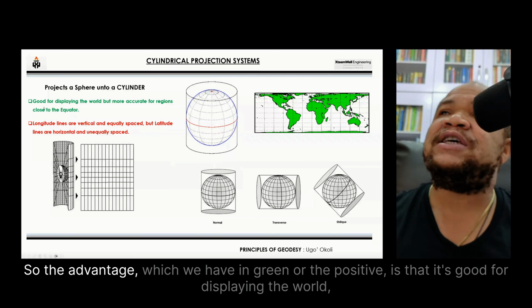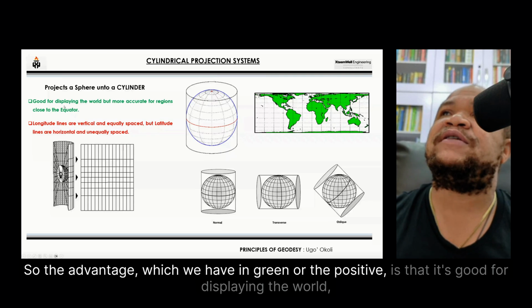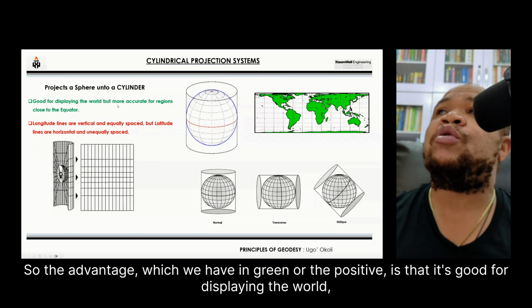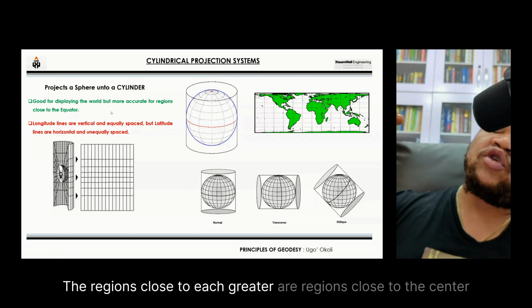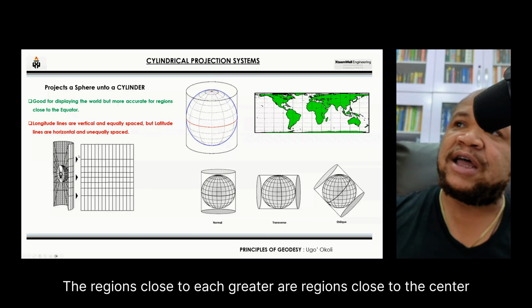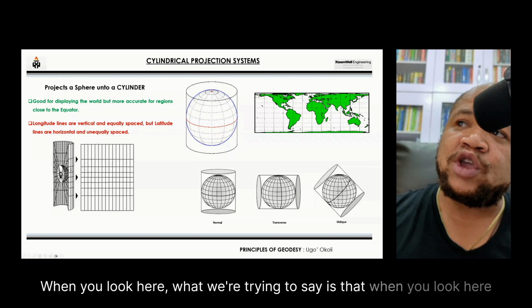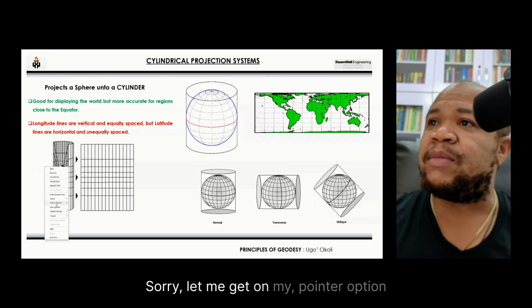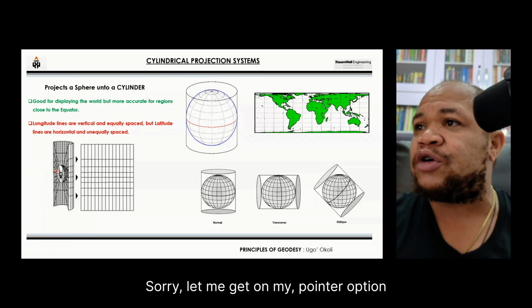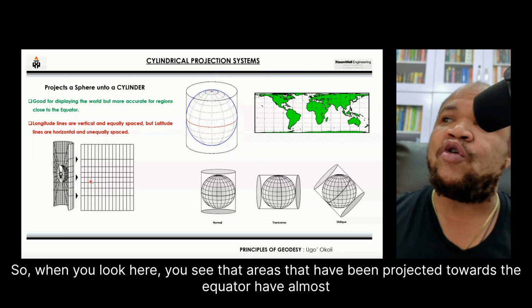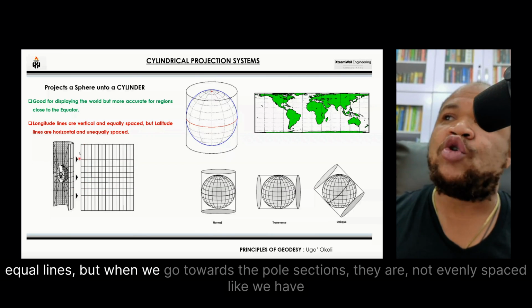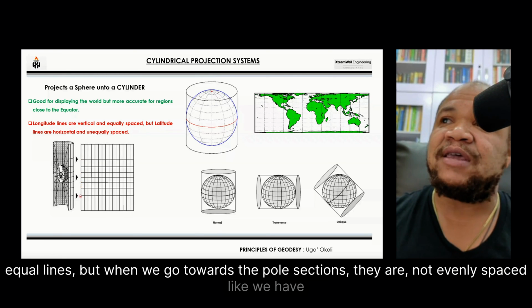So the advantage which you have in green, or the positive, is that it's good for displaying the world, but more accurate in regions close to the equator. The regions close to the equator are regions close to the center. So when you look here, you see that areas that have been projected towards the equator have almost equal lines. But when we go towards the pole sections, they are not evenly spaced like we have towards the center here.